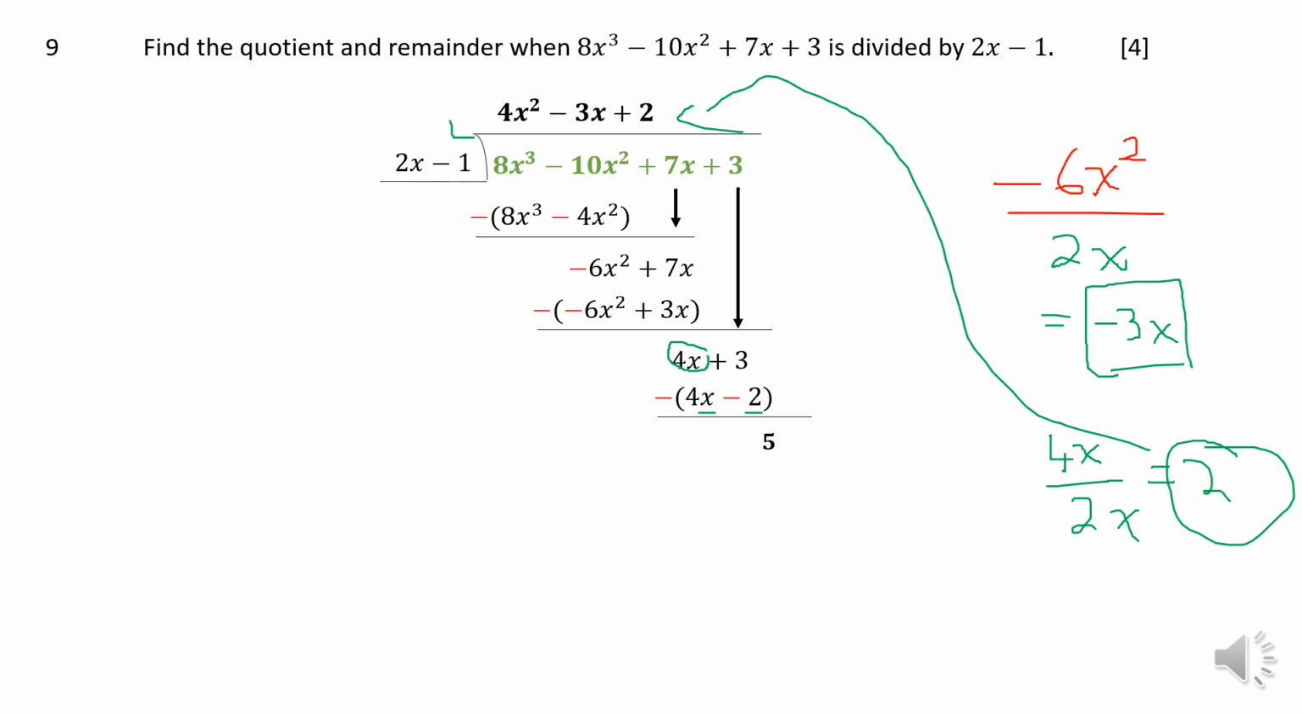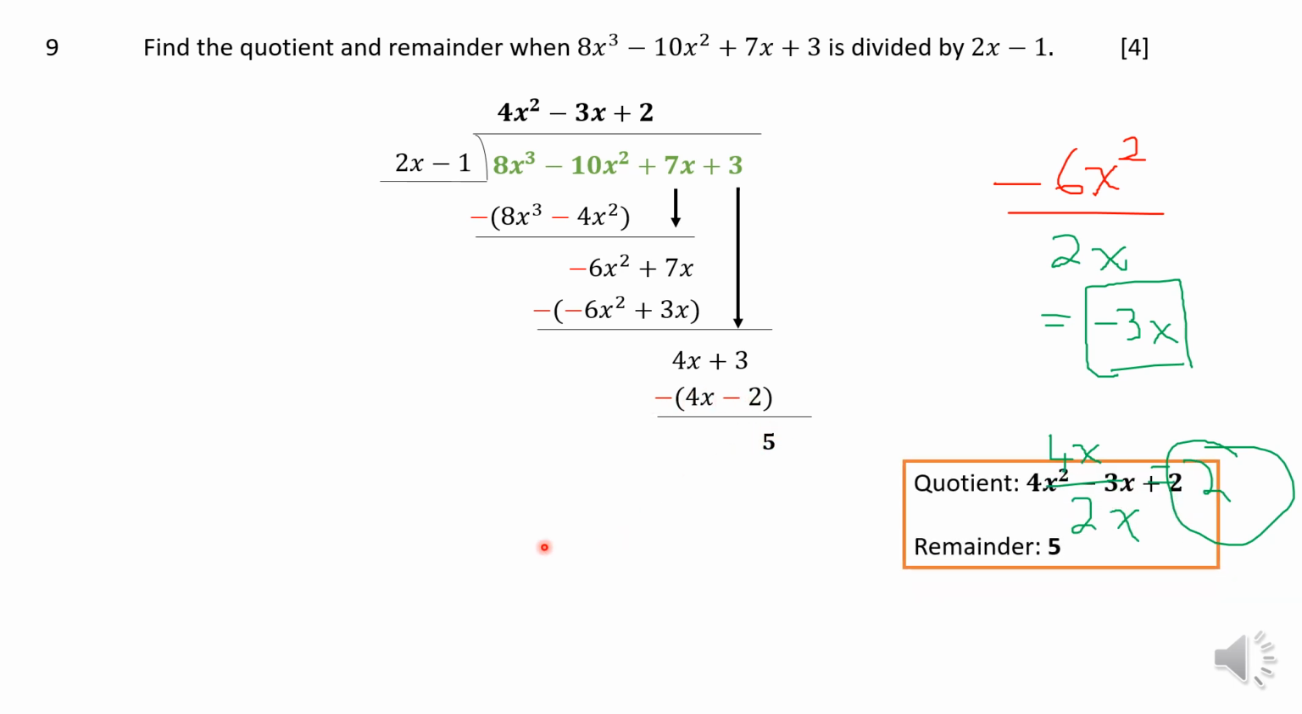When you subtract, you will arrive at the following answer. 4x minus 4x is 0, and 3 minus negative 2 is the same as adding, and that gives you 5. And the final answer would be the quotient would be that whole stuff on top as it's there, 4x squared minus 3x plus 2, and obviously the remainder is 5. It's a 4-mark question, you get a mark for each correct term and for that remainder.